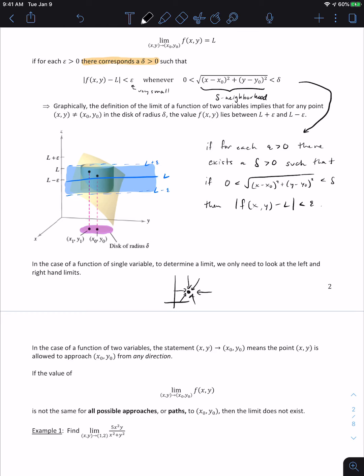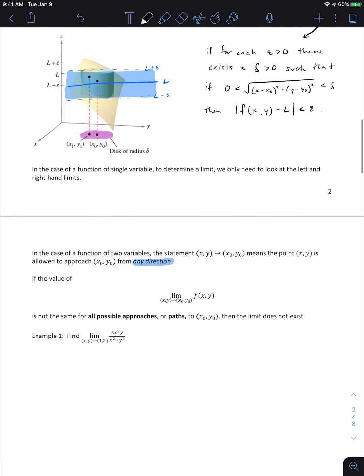And so again, in the case of a function of more variables, the statement (x, y) approaches (x naught, y naught) means that we're approaching that point (x naught, y naught) from any direction, not just from the left and the right. It's from any direction. And that's why proving that a limit exists, the only way we can do that is by working with this big epsilon-delta definition, because we have to take care of every single possible direction that it could come from.